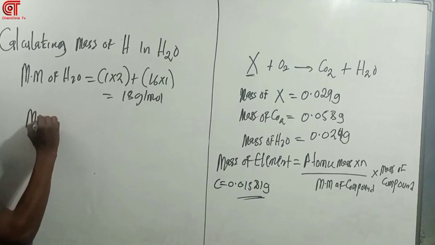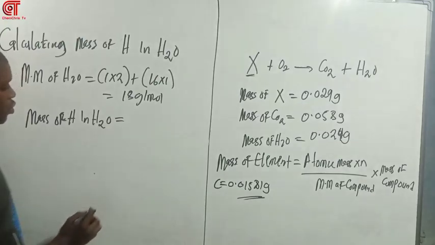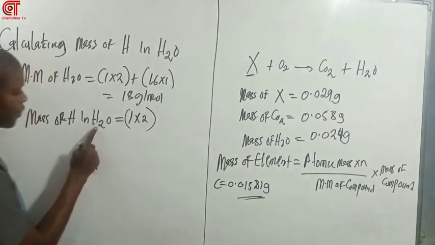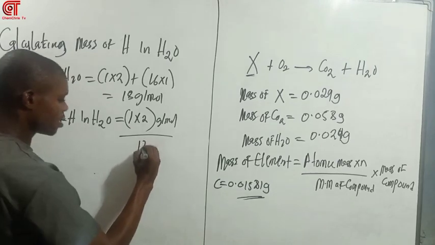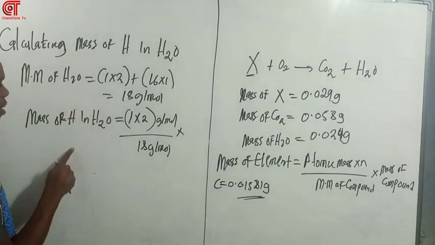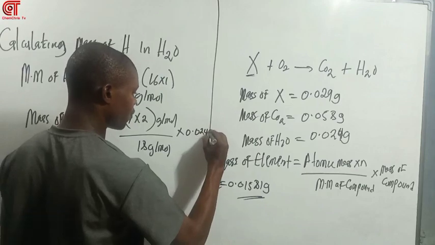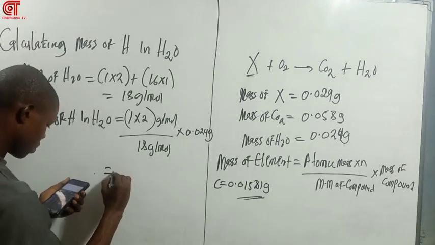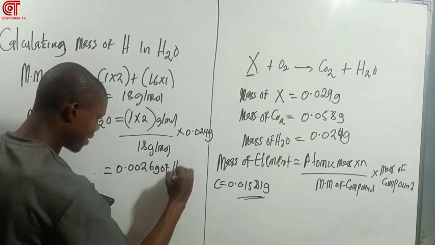So the mass of H in H2O. The atomic mass of hydrogen is 1 times 2, so the mass of hydrogen is 2 gram per mole over 18 gram per mole times the mass of water, which is 0.024 gram. So if you put your calculator here, you have 0.0026 gram of hydrogen.